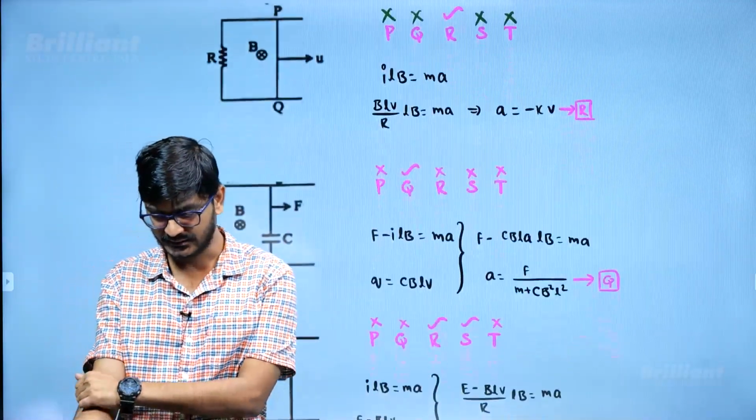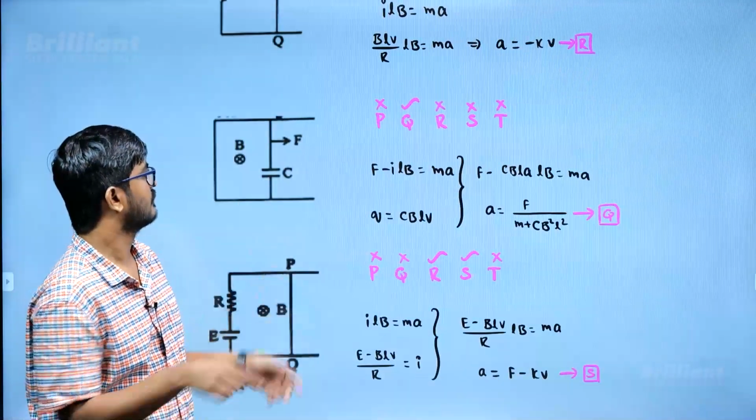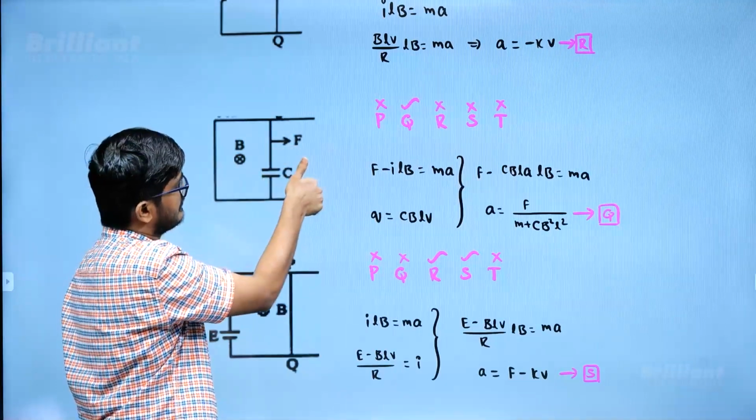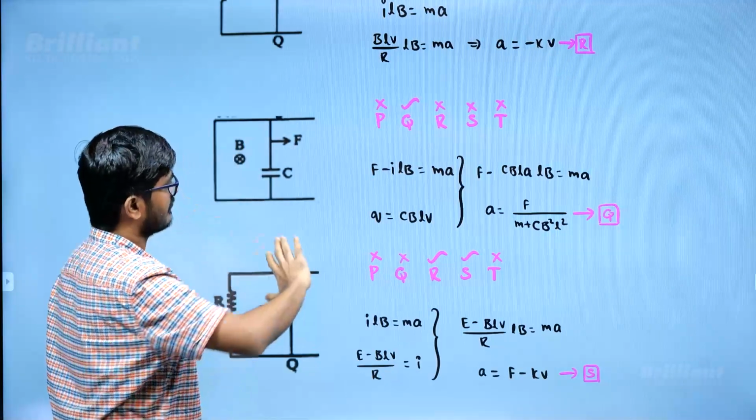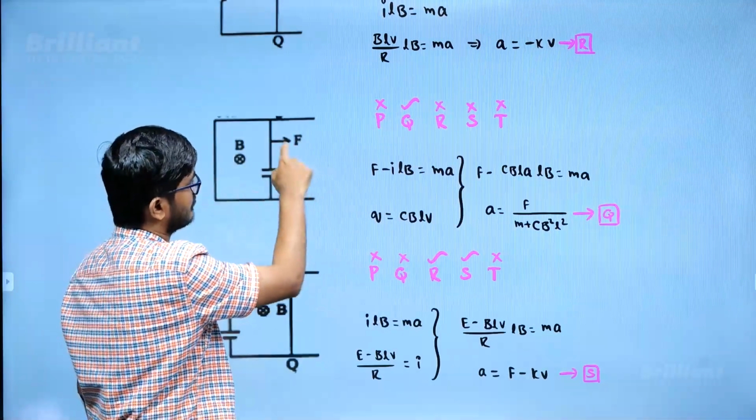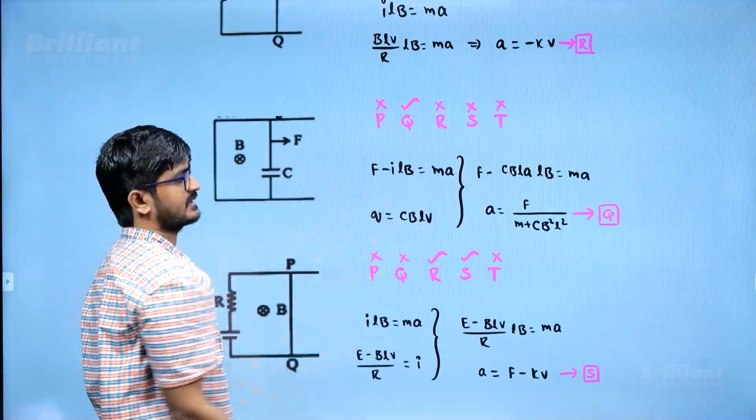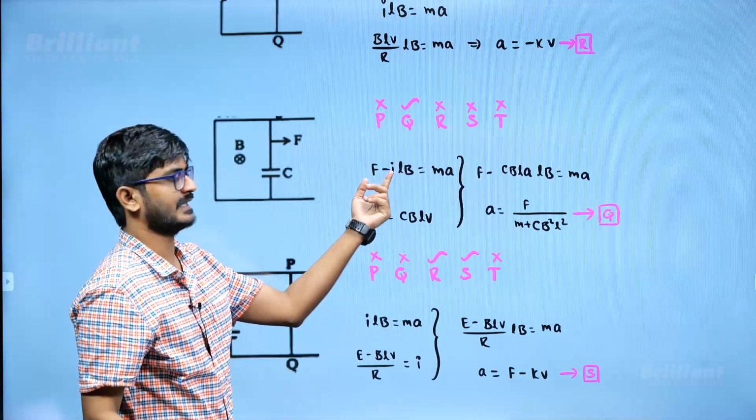Now similarly, going to the next question, I can write the force equation. Now F minus ILB. When it is going this way, it will be trying to drive the current this way, so there will be an opposing force. So net force is going to be F minus ILB. F minus ILB equals mass times acceleration. But how to find this? This I is varying, right?